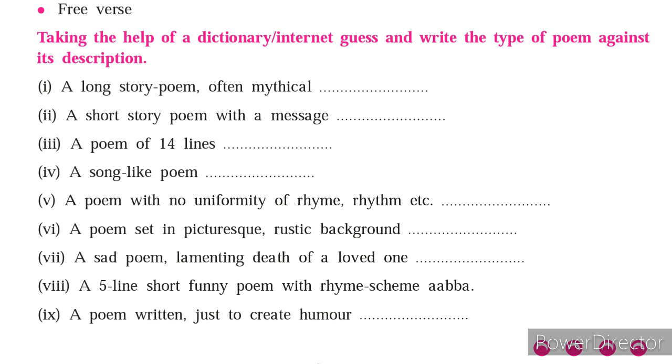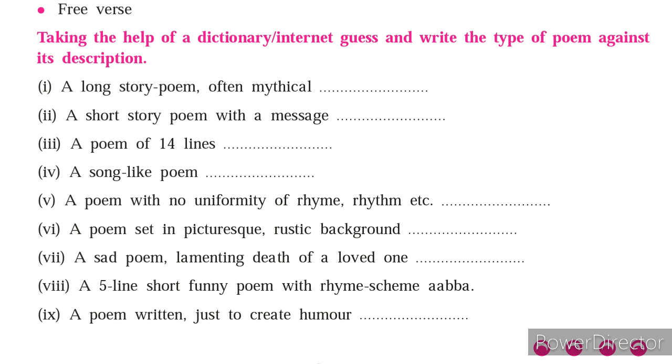The next activity given here, I would like to read: taking the help of a dictionary, internet, gaze and write the type of poem against its description. Now a sort of descriptions are given here, against which we are supposed to identify the types of poem, and we are supposed to write the actual and proper name of the poem. So let's start with the first description. A long story poem, often mythical. Now what is it? A poem which is long and has myths in it is known as epic.